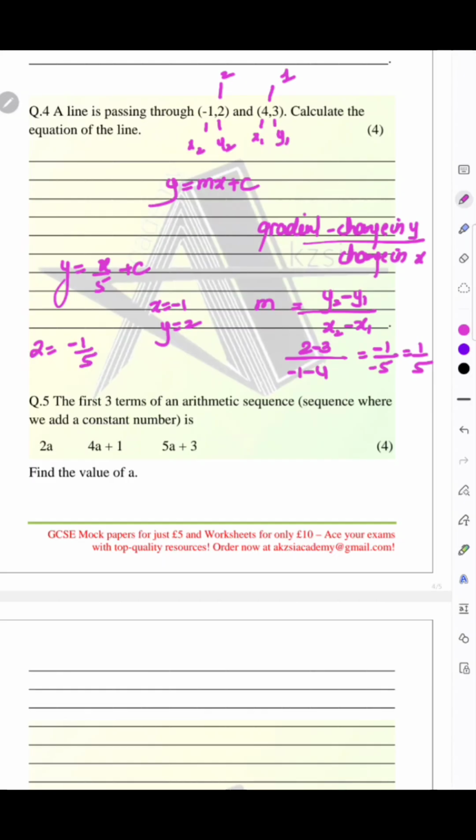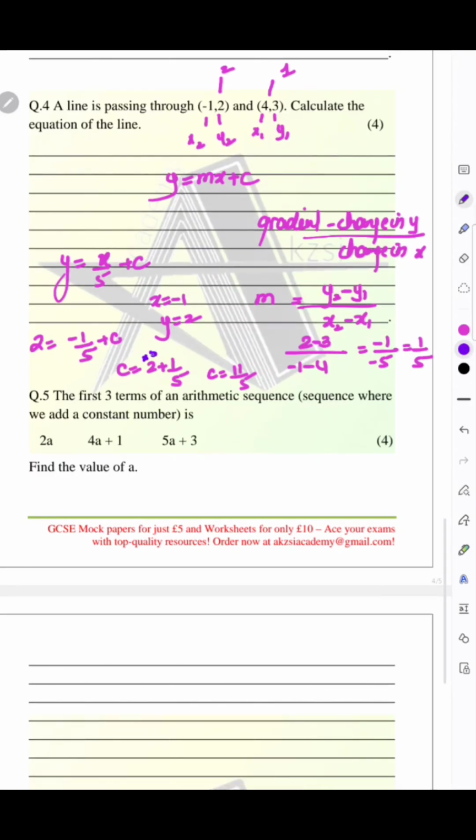Because I have substituted x as -1. So it will become -1 over 5 plus c, and c will be 2 plus 1 over 5, which will give me answer as 11 over 5. So this will be c is equals to 11 over 5. How I got? Because I have taken the LCM as 5. So multiplied this by 5 and multiplied bottom by 5 will give me 11 over 5, and my final equation is y is equals to x over 5 plus 11 over 5.